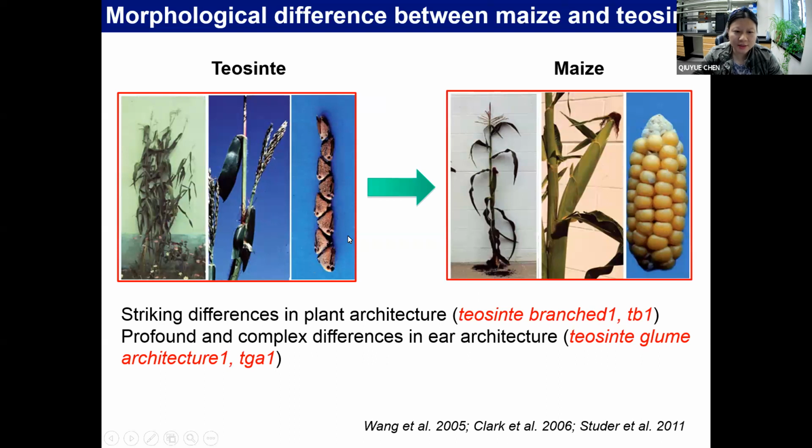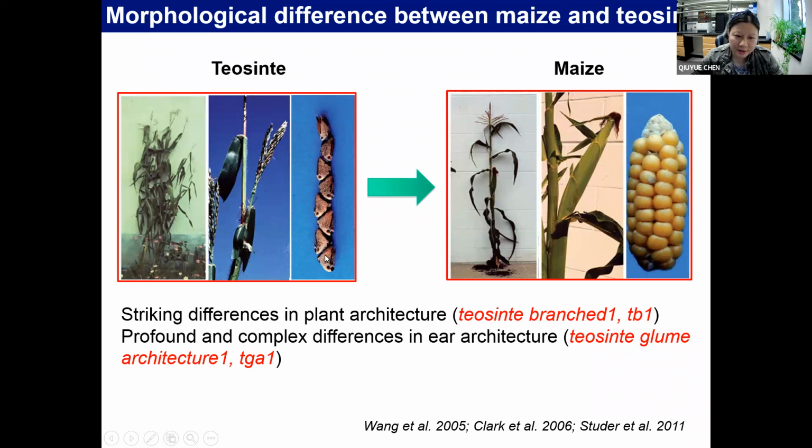So first, let's take a brief look at what teosinte and maize look like. From the picture, you can see there are striking differences in plant architecture, where teosinte has many long branches, and each branch has bending small ears and is terminated by a tassel, while the maize plant has a single stalk with one or two large ears. This striking difference is mainly controlled by a gene called TB1.